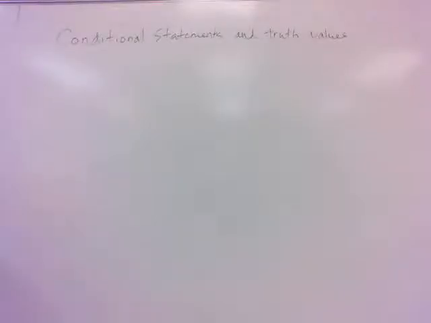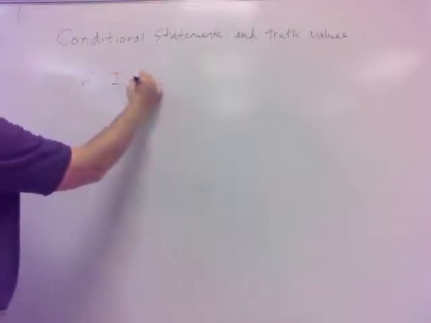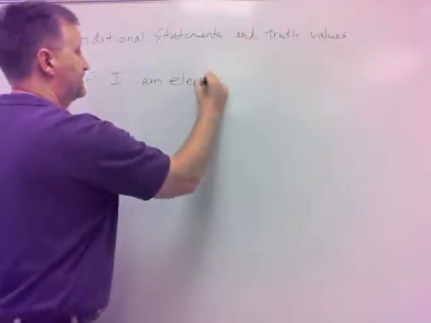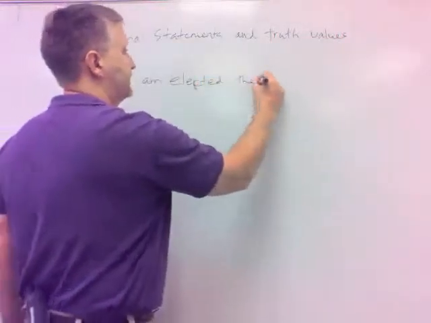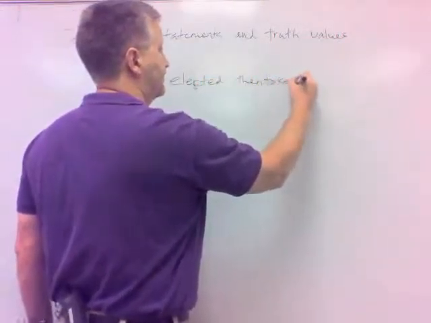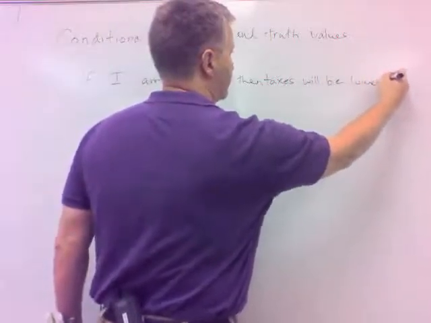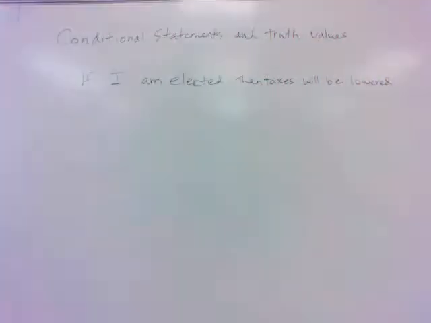All right, the way we like to explain it is, say we've got a politician. And the politician's statement is this: if I am elected, then taxes will be lowered. Good example of an if-then statement. Okay?